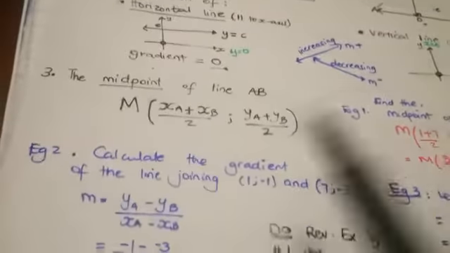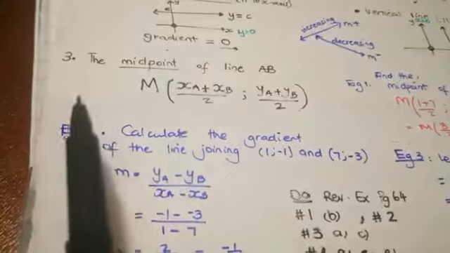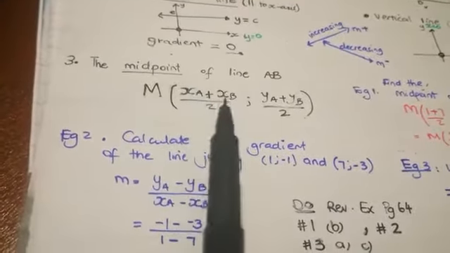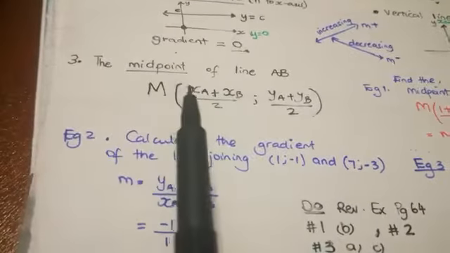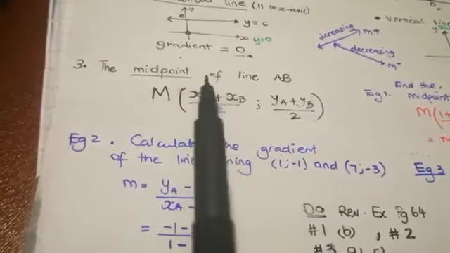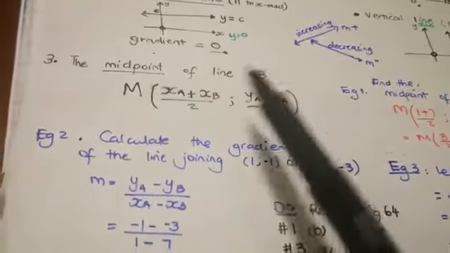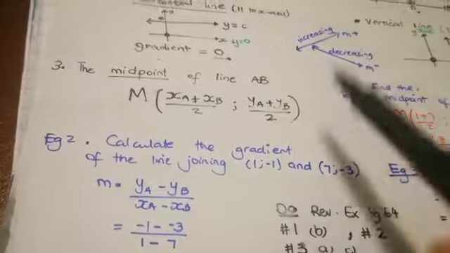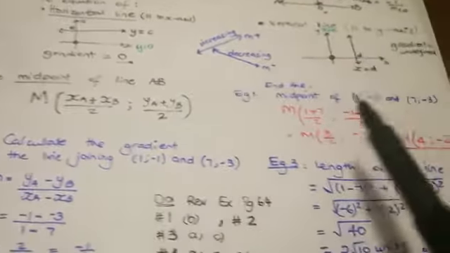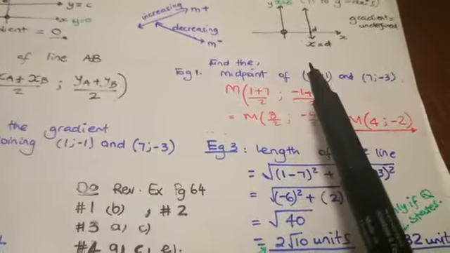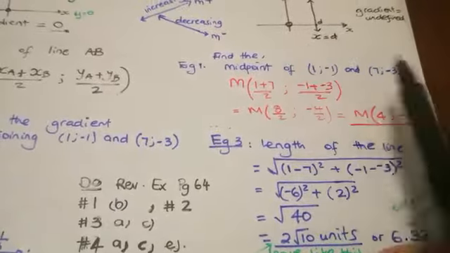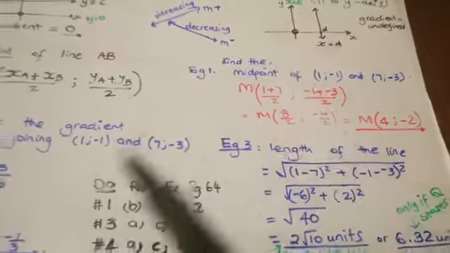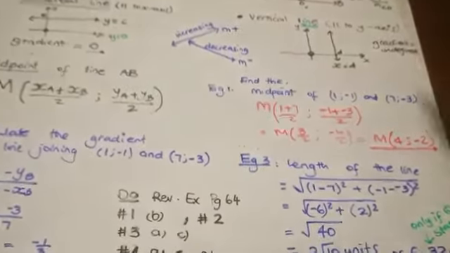The third thing that you calculated was the midpoint of the line AB. For the midpoint, we're just looking for the middle. You add the two x coordinates and divide by 2, you add the two y coordinates and divide by 2. As simple as that. I've given an example: this is your A coordinate, this is your B coordinate. You have to calculate the midpoint, then the gradient, then the length of the line.